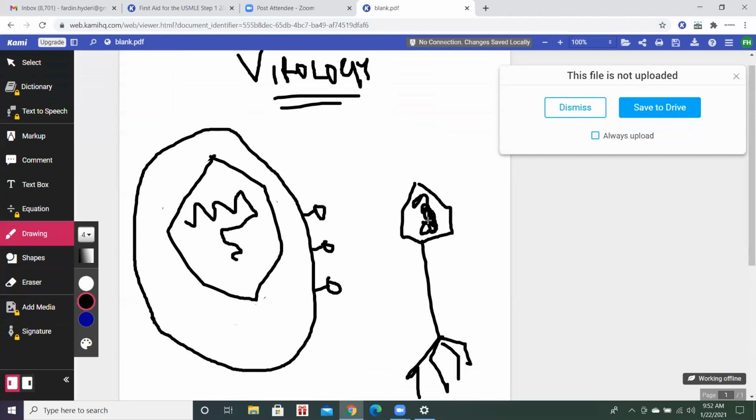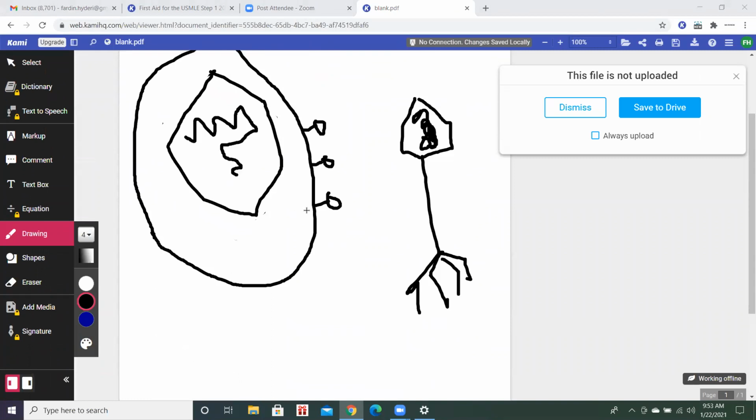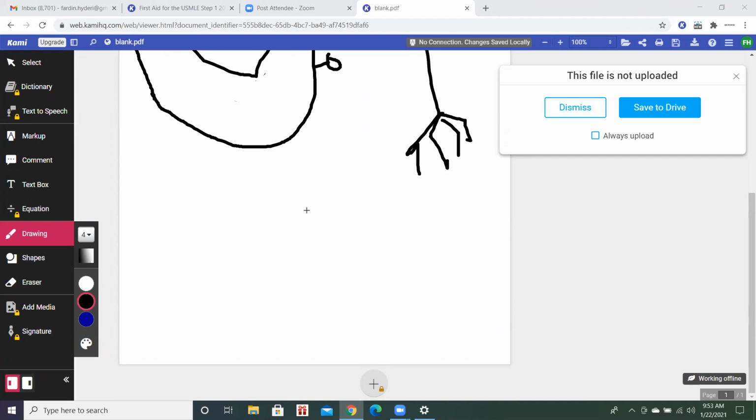So with that being said, we are going to jump into the second one. Have we all understood the structure of the viruses? Yes or no? Okay, good. So with that being said, we are going to jump into viral genetics.